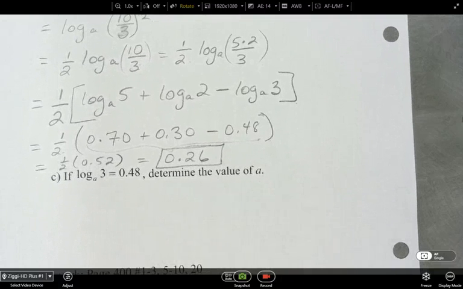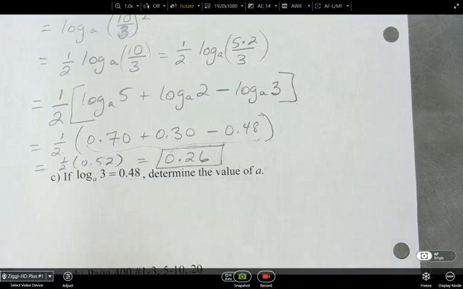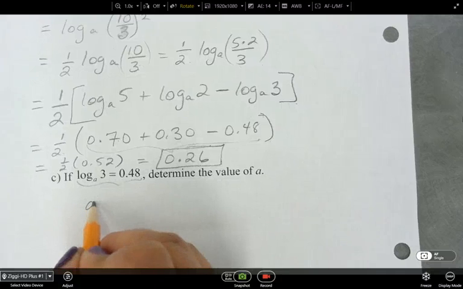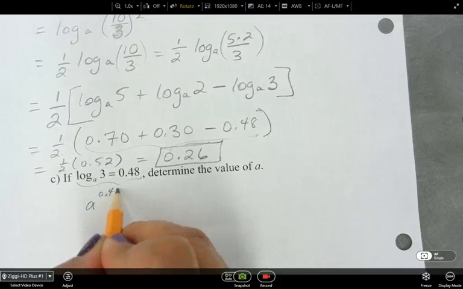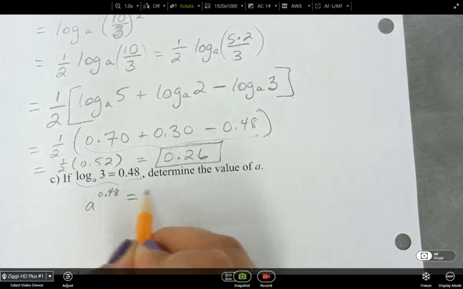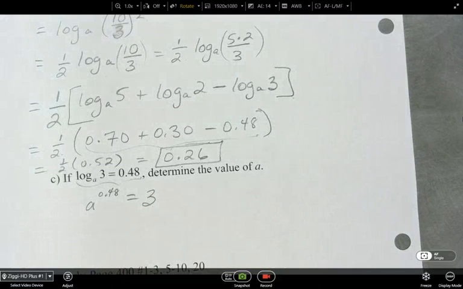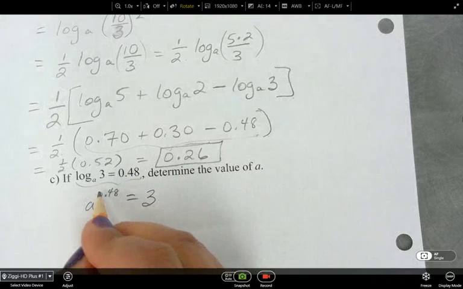And then here it says if log base A of 3 equals 0.48, determine the value of A. So what are we going to do with this here? We could rearrange it so that it says A to the power of 0.48 is equal to 3. And then we could raise both of them to the same power.